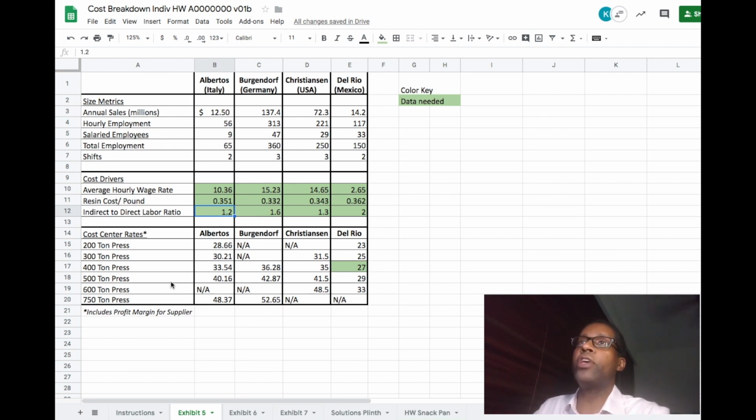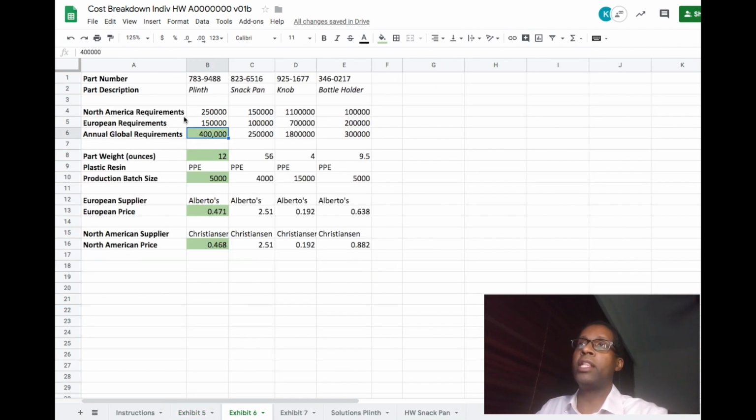Okay, Exhibit 6 goes into the various part numbers. We're going to start off by calculating and looking at just the Plinth part number. So how much is for each area, North America and Europe? What's the annual requirements? How much each part weighs in terms of ounces? What type of resin it is, the production batch size, your European supplier, the piece price for Europe, your North American supplier, and your piece price there. We're going to use this because this is the current price per piece that you're being charged.